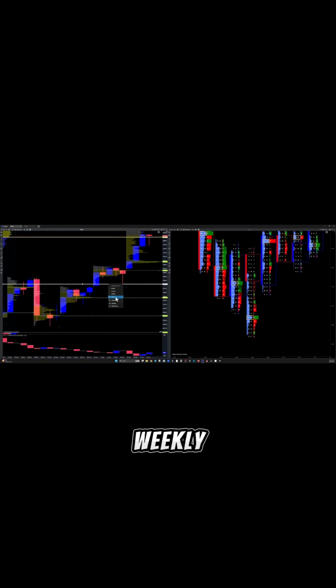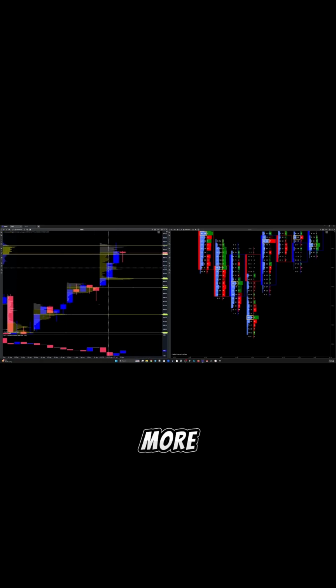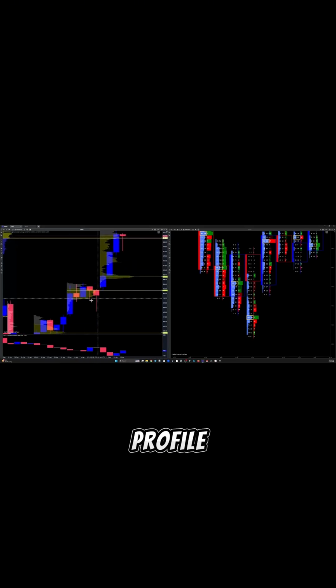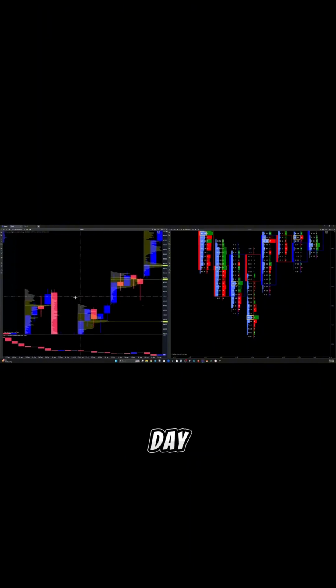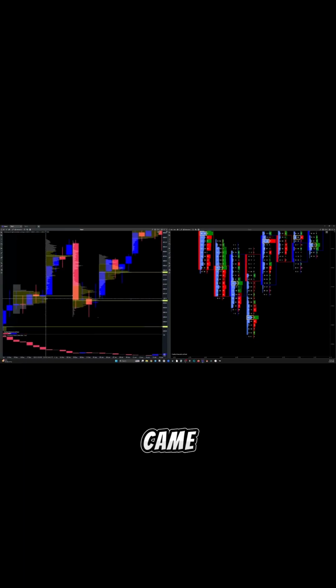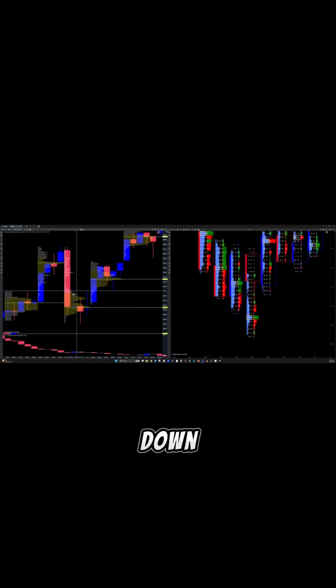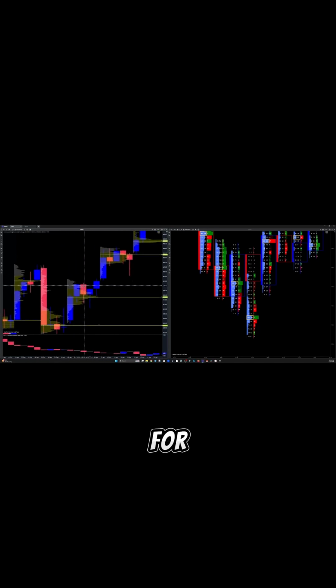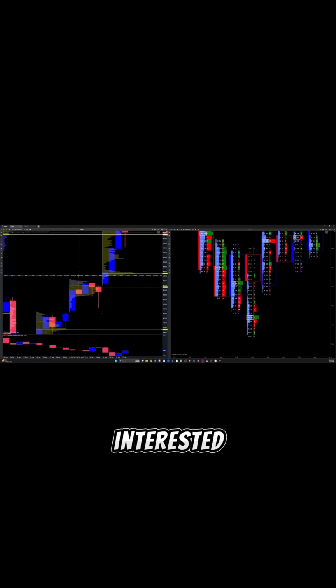This weekly volume profile is simply areas where you see more volume traded. Like in this particular day, this was a day profile, and you can see the market was going sideways for that day. This also, the market came all the way up here and produced more volume in here. And this also came down. So what I do is I use them for futuristic targets or areas I'll be interested in.